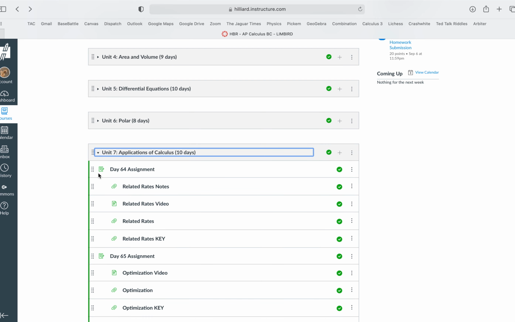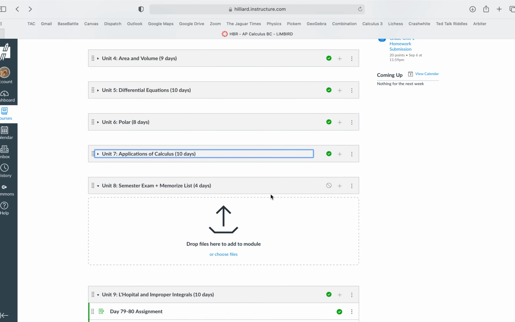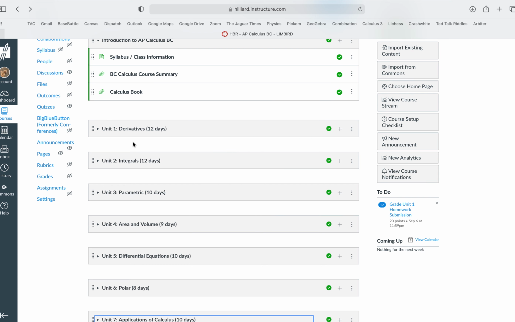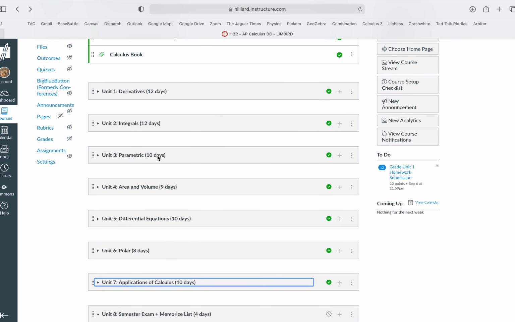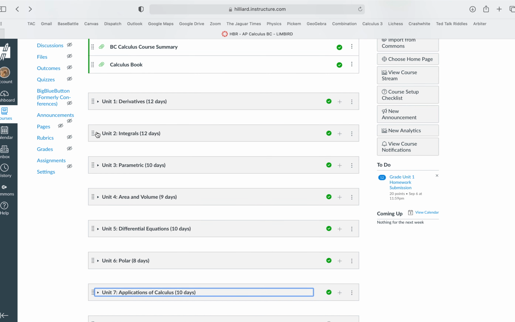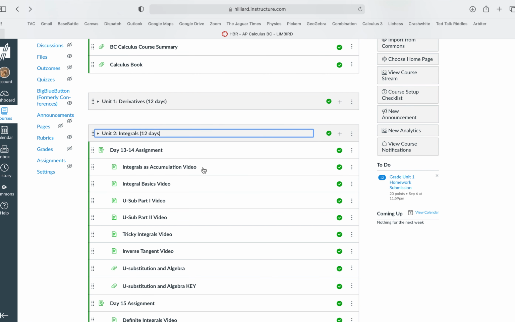For calculus, you can see the entire year at a glance here. So here's just the first semester. There are 7 units in the first semester, and each one of them is a certain number of days. If you click where we're at right now, we're actually in the integral unit.